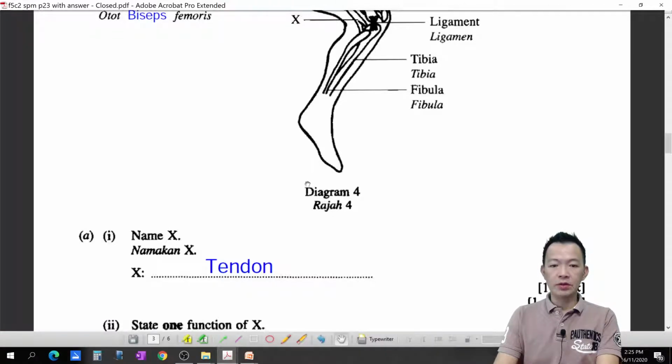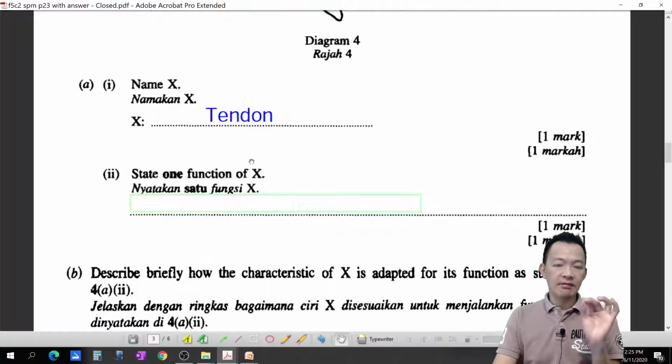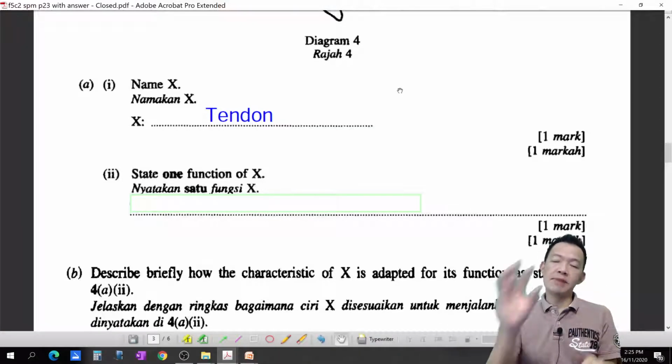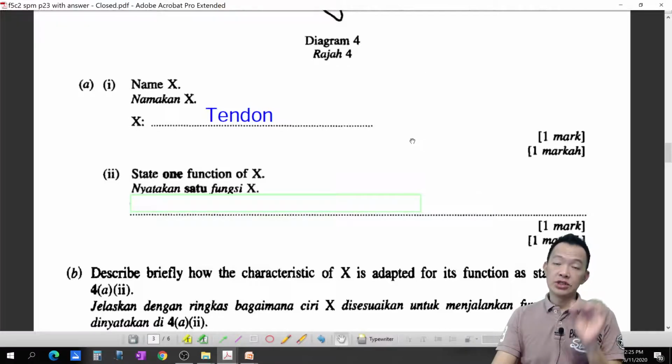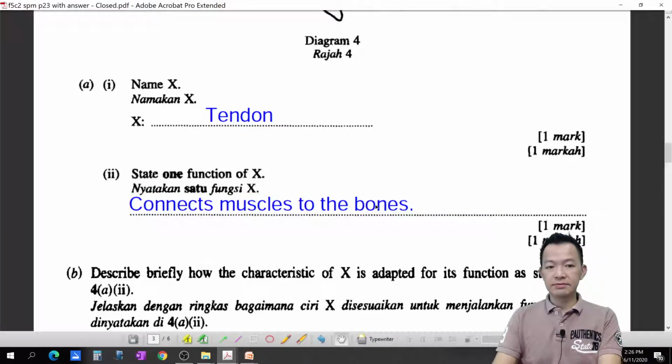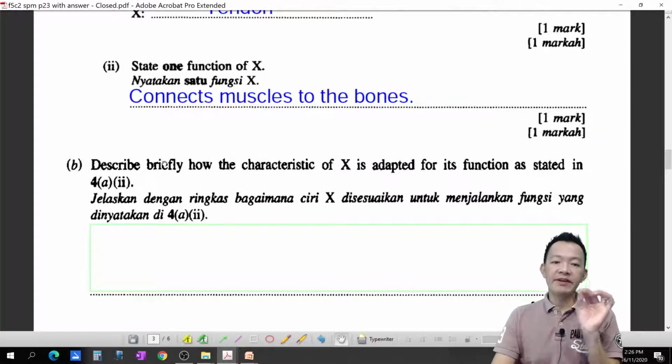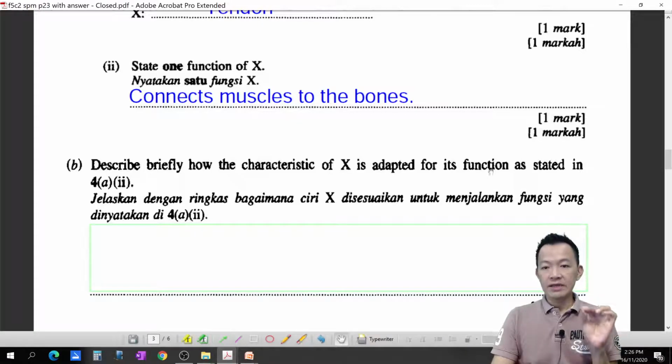Okay, number 2. State one function of the X. What is the function of the tendons? The main function of the tendon actually is to connect, to join the muscle together with the bones. 就要把 muscle 粘在骨头上面, so connect the muscle to the bones. Next, describe briefly how the characteristic of the X is adapted for its function as stated in 4A2.